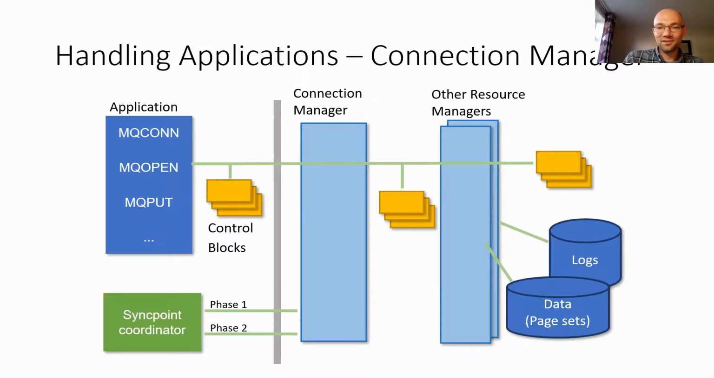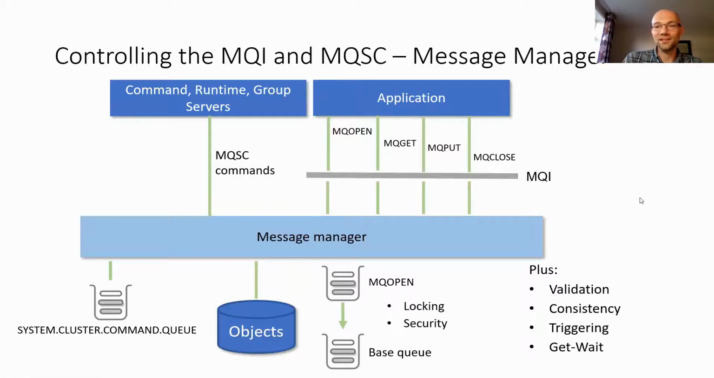The connection manager, of course, does deal with those aspects that are specifically to do with the connections itself, but a lot of the other work it just passes on to the other resource managers. So it doesn't deal with storing messages on page sets at all. It doesn't deal with logging changes that are made when putting and getting messages to queues at all. It doesn't do any of that. It simply passes on the MQI call to the next resource manager, which will deal with that. And the next resource manager is usually the message manager.